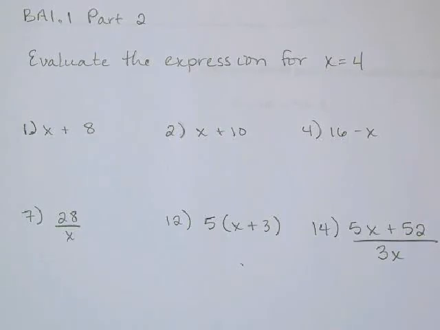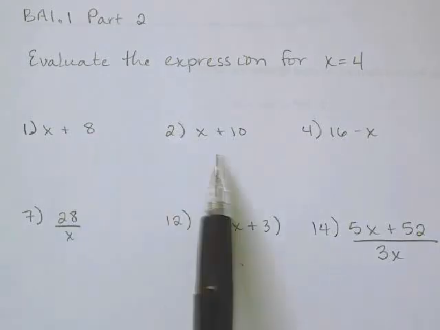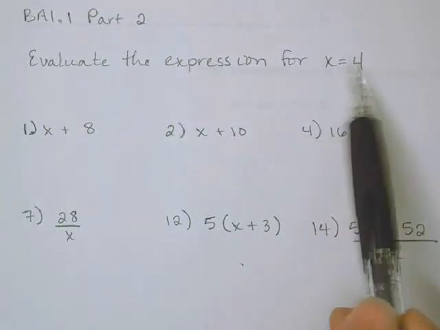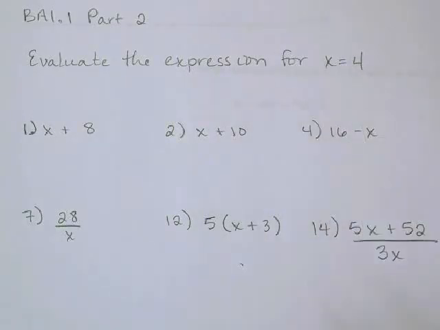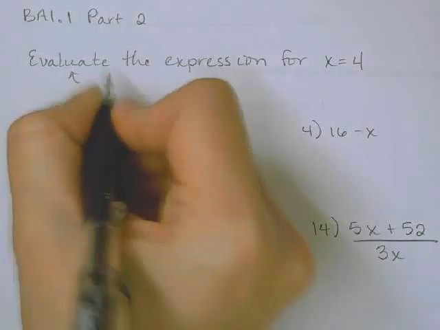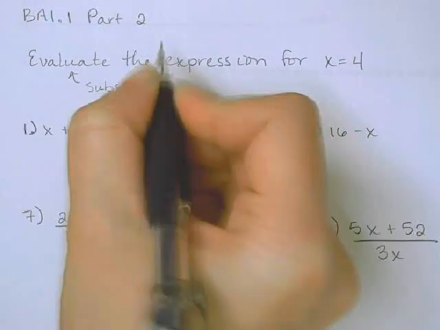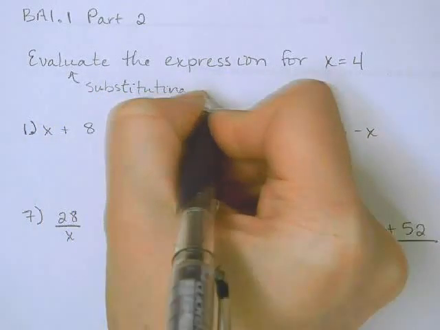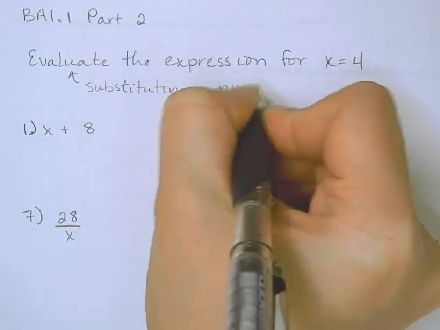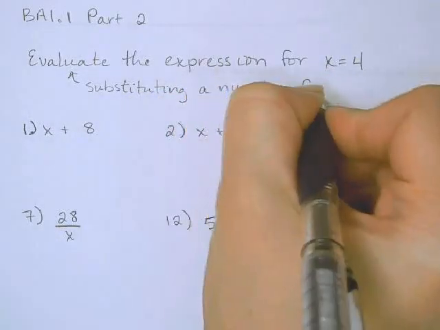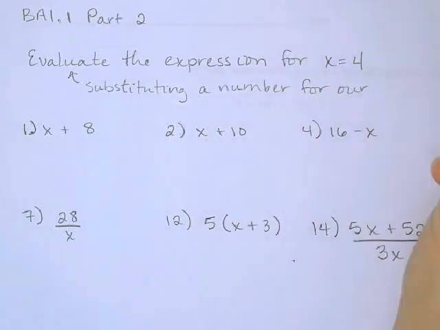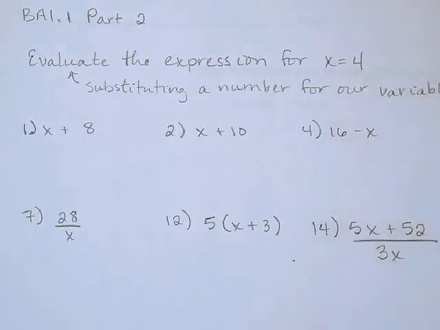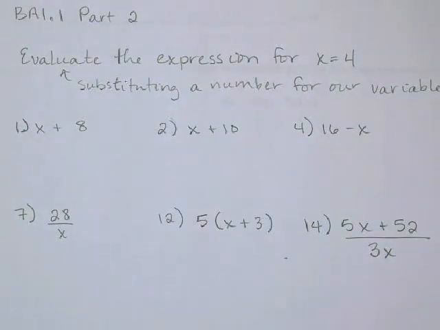When we evaluate an expression, I want you to notice none of these have equal signs. So we're not figuring out what x is. We actually know what x is with that x equals 4. So what we're going to do, evaluate means that we are substituting, and I can spell that, a number for our variable. In this case, we're going to substitute 4 in.